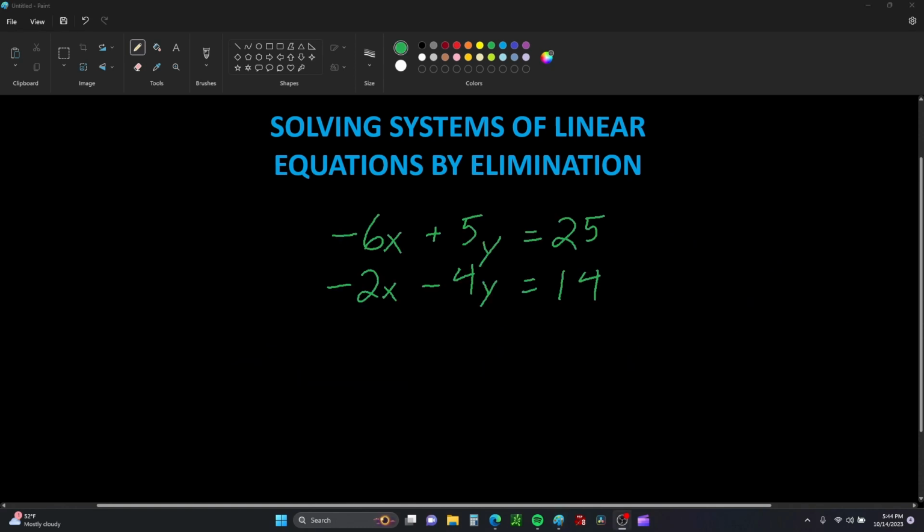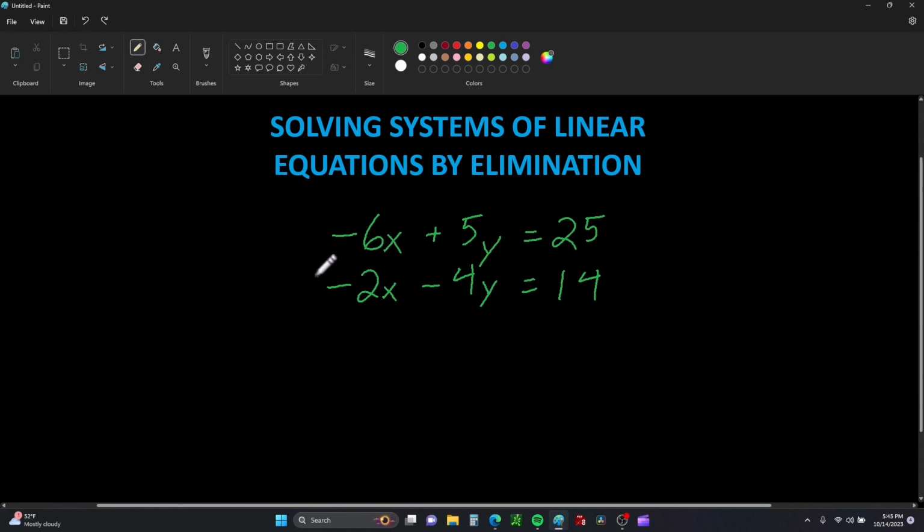In this third example, this is not simple enough that I would want to do it with substitution, because I would have to have either the x or the y already by itself, and I don't want to solve one of these two in order to find x or y. The simpler way would be to use elimination. But then again, looking at this, I don't have any two terms that readily are going to add up to 0.